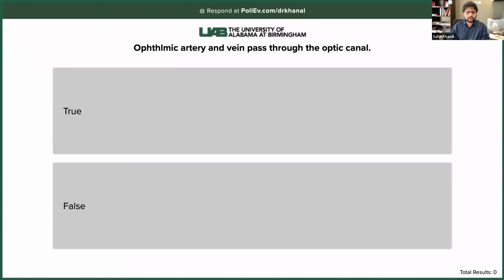But before that, here's a poll question for you. Ophthalmic artery and vein pass through the optic canal. Is this true or false? Again, you can respond to this poll question by clicking on the link in the chat box. This is an anonymous poll, so I encourage you to respond to the polls. Ophthalmic artery and vein pass through the optic canal. Is it true or false? And the correct answer is it is false.